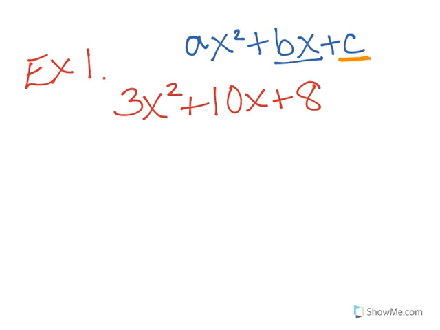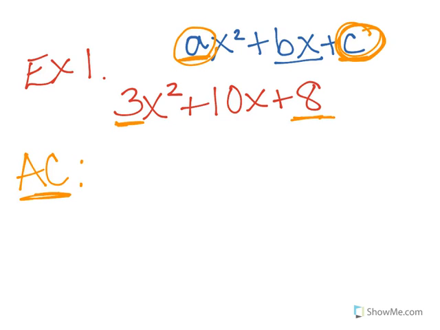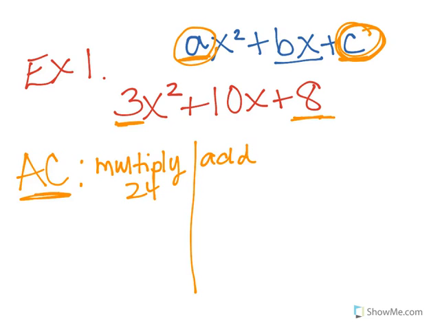Today I'm going to show you the AC method, which, when I say AC, I mean A times C. That's what we're essentially doing, because that's where we get the AC method from. So in example 1, we have a 3 and we have an 8. That tells me that this is the AC. This is something that we need to multiply to get to 24. And then we need two numbers that add to get 10, because we're always adding to get that middle number.